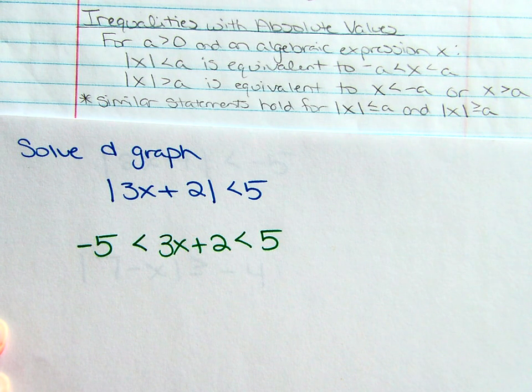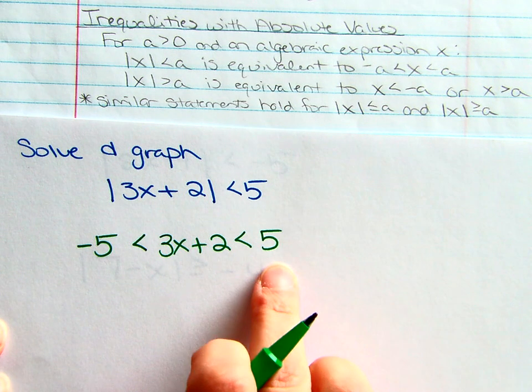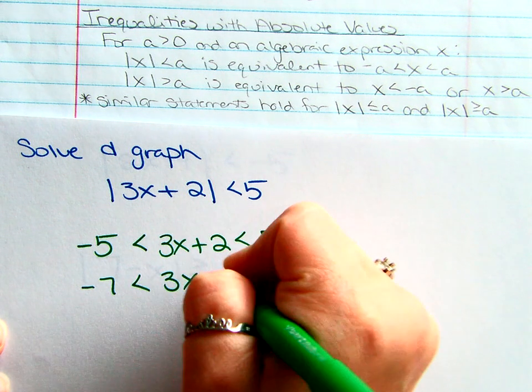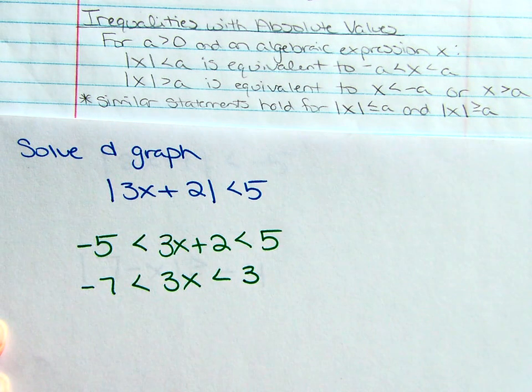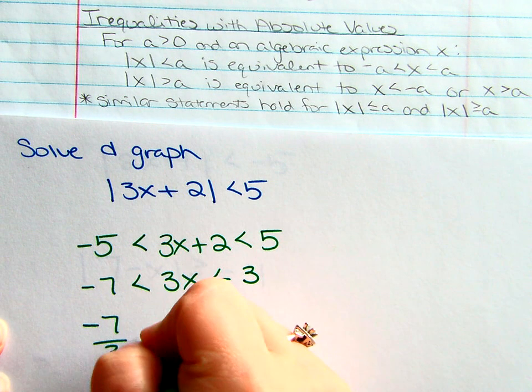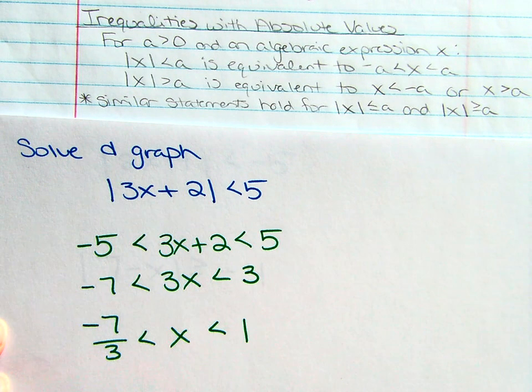And now we solve this just like we would a complex inequality. We would subtract 2 from all three sides, so that we would have negative 7 is less than 3x, which is less than 3. And then we would divide all three sides by 3. So we have negative 7 thirds is less than x, which is less than 1.